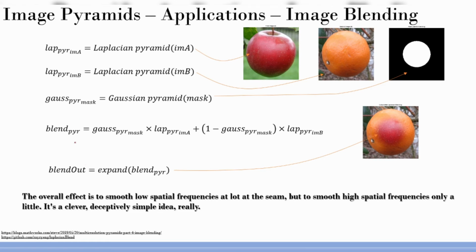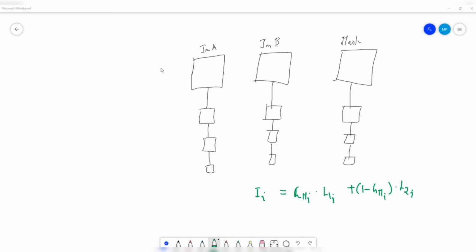And let me actually pictorially represent this for you so that you get a better picture, right? Okay, I just created a pictorial representation for you here. So image A, you are going to have a pyramid of it. So this is Laplacian, always remember that. So this is the Laplacian pyramid here. Image B also you have a Laplacian pyramid, and then for the mask you have a Gaussian pyramid, okay?